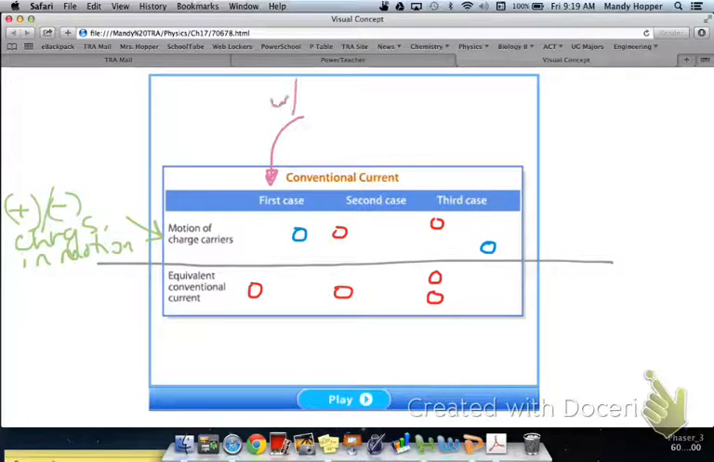Okay, that is within a metal. Okay, within a metal. That's their first case. The second case was in particle accelerators. Do you know what a particle accelerator is? Do you remember us talking about particle accelerators in chemistry at all?